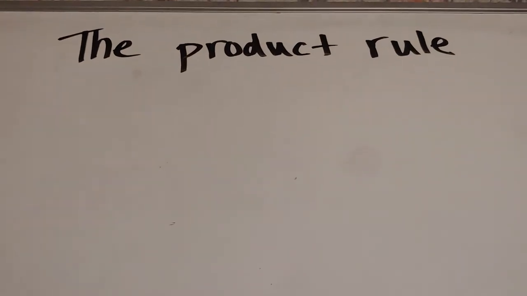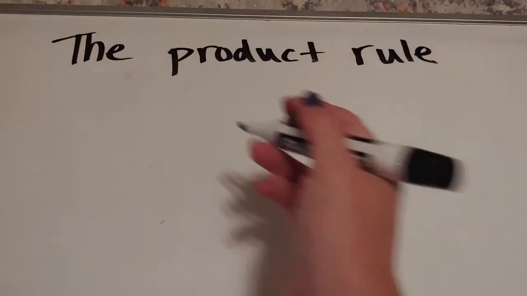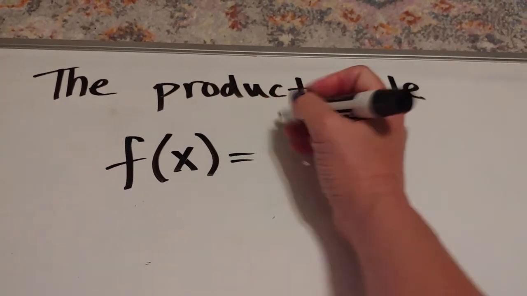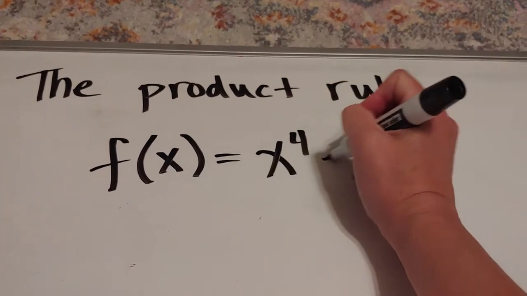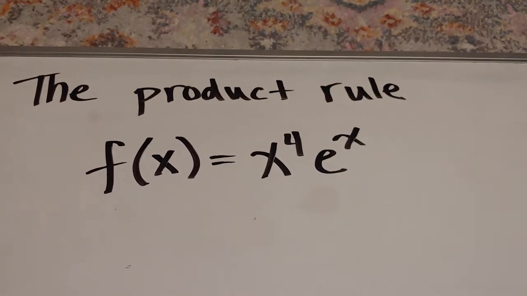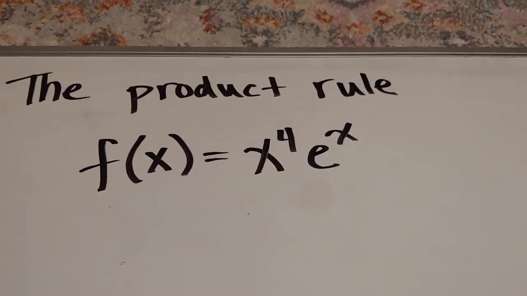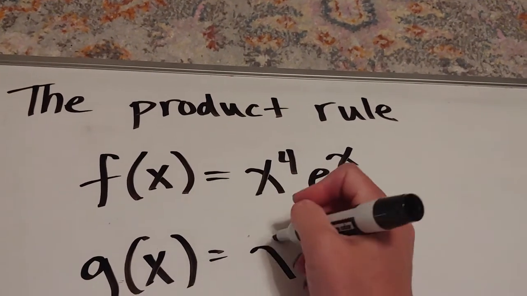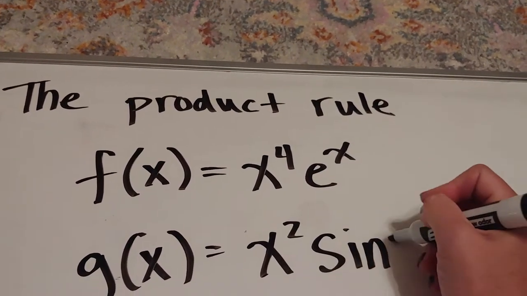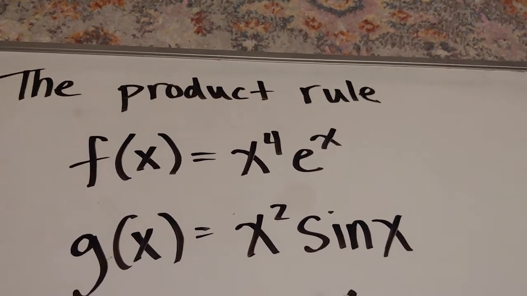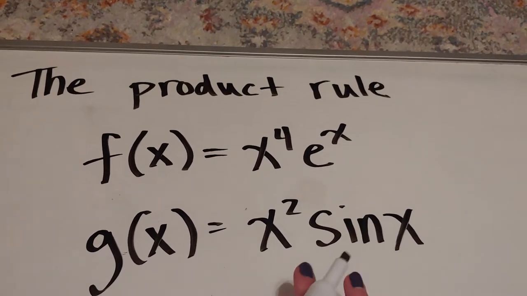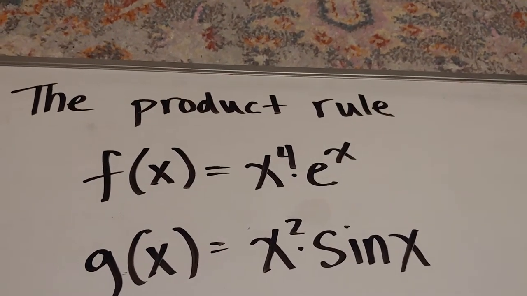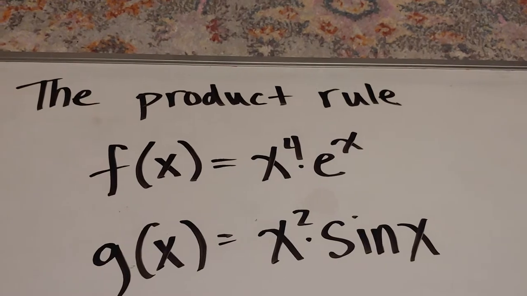In this section, we're going to talk about the product rule, which is basically a function that's a product of two functions. So for example, if I had something like x to the fourth times e to the x, or in the next section, we get trig. So we could have something like x squared times sine x. Okay, so again, that will be the next section. But as you can see, I have two functions attached through multiplication. So how the heck do we go ahead and find the derivative?